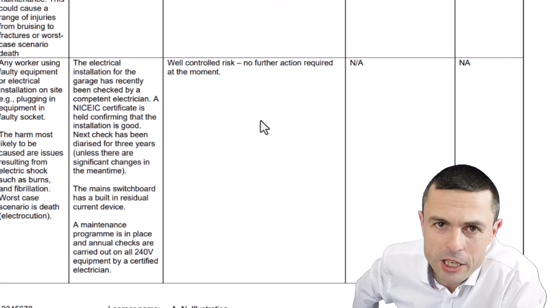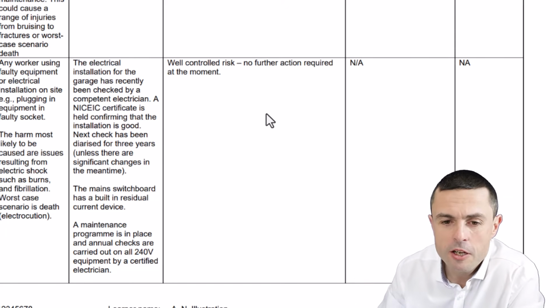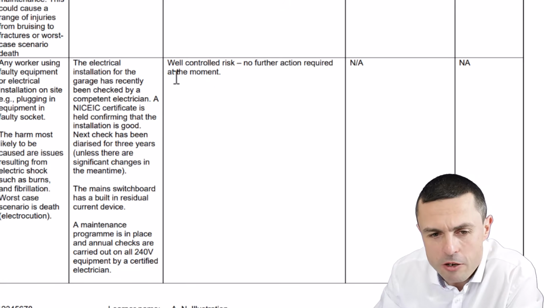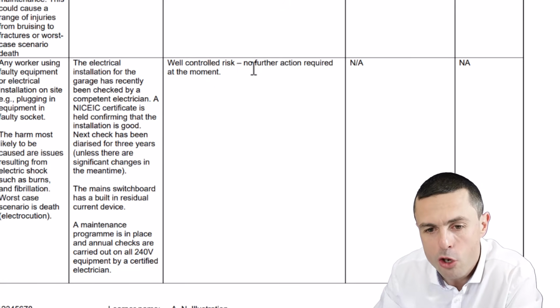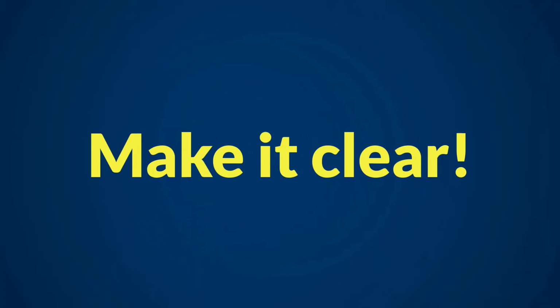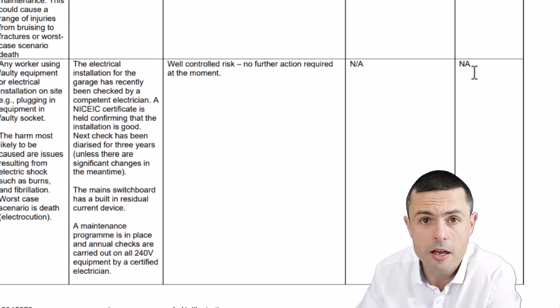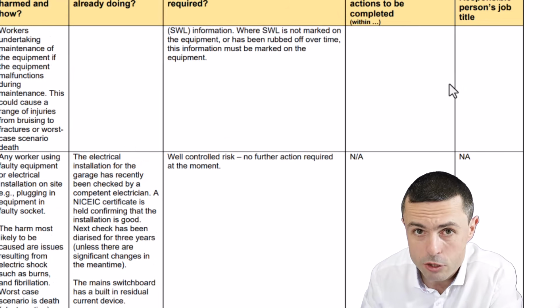Don't put non-applicable if there's something which is already under control. Don't put none in this box here. Notice how NEBOSH have put well-controlled risk, no further action required at the moment. You don't have to use those words. You could just put risk under control, nothing needed. You can write your own words. Just make it absolutely clear that the reason that box is empty is because that risk is under control. If you do that, you are allowed to write NA here and NA there because there is no timescale and there is no job owner.